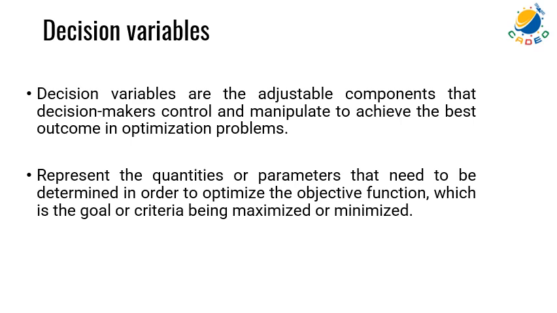Now, why are these variables so crucial? Well, they serve as representations of quantities or parameters that we need to figure out in order to optimize what we call the objective function. The objective function is essentially our goal or criteria that we are striving to either maximize or minimize. In essence, decision variables are the tools in our optimization toolkit, allowing us to navigate and manipulate the factors that lead us to the most favorable results in our decision-making processes.